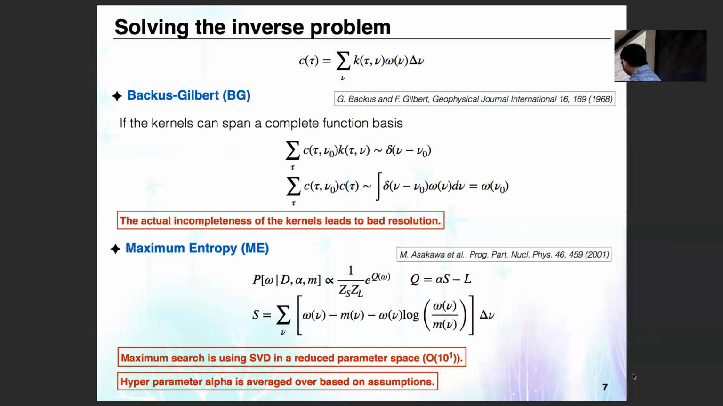This M is input. It's called the default model. It's a Bayesian default model. It's just something you think you know prior to the data, asymptotically, what it looks like. So that can be a systematic.